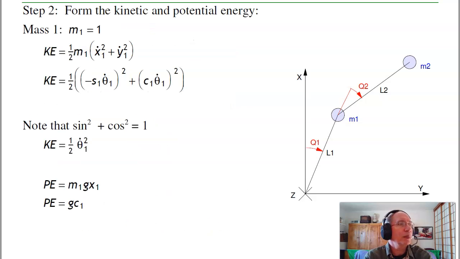Now let's form the kinetic energy and potential energy. For the first mass, kinetic energy is 1/2 mv squared. Substituting, x1 dot is minus sine theta 1 dot, y1 dot is cosine theta 1 dot. Squaring gives me sine squared plus cosine squared, which gives me 1. So the kinetic energy is just 1/2 theta 1 dot squared. Potential energy is mgx, because I have x pointing up, gravity's pointing down. So it'll just be g cosine theta 1.